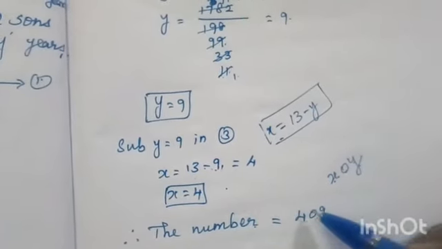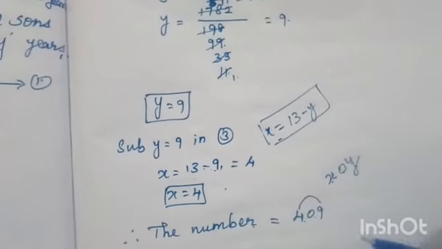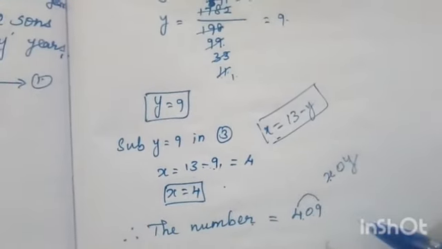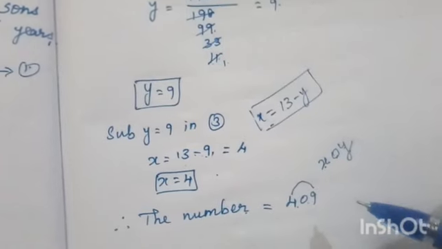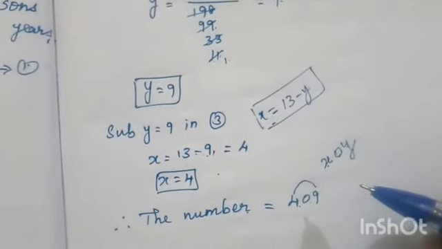So 409. Now you have to check: add these two digits, we get 13. The given condition is satisfied. So the answer, therefore, the required number is 409.